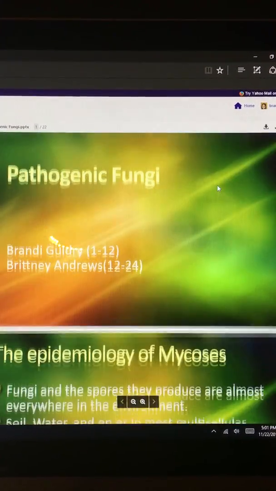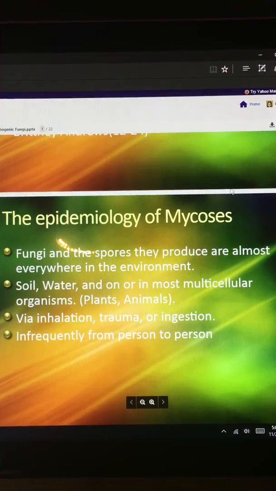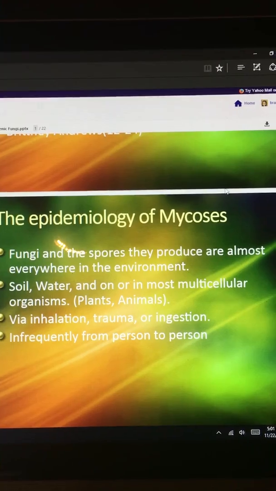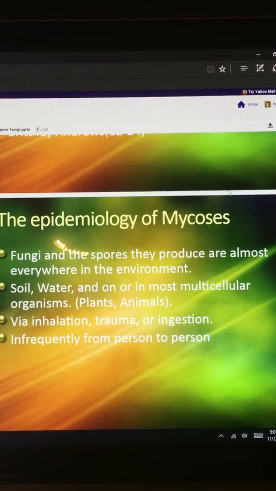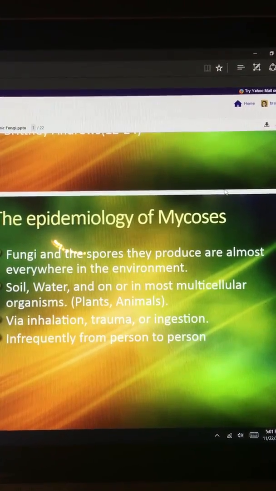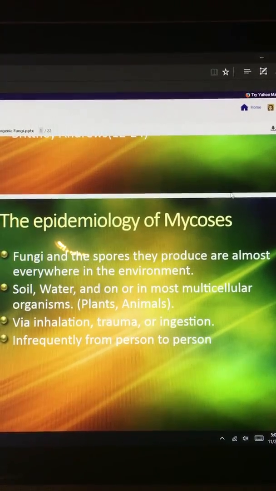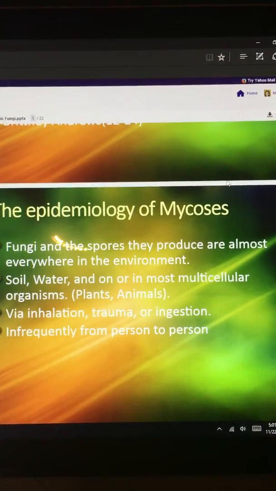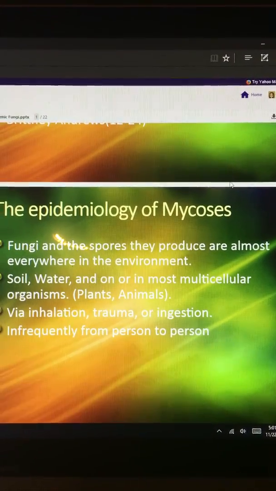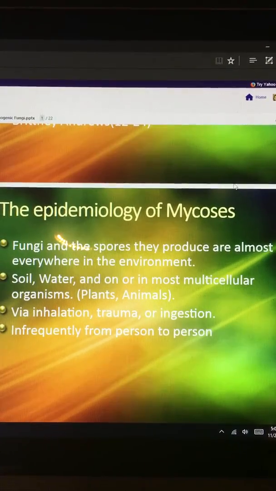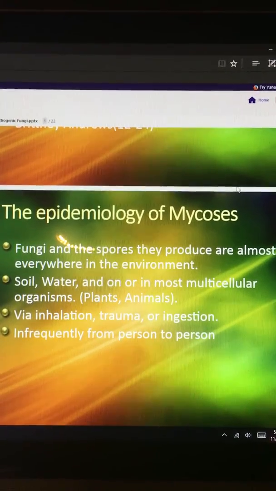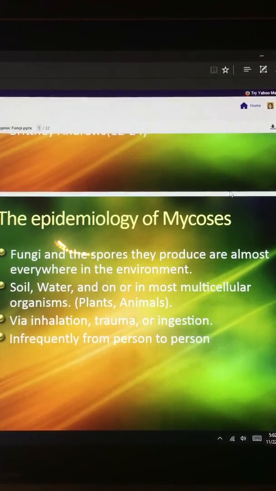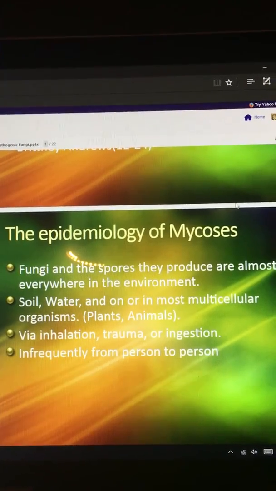The first thing about fungi is you need to know the epidemiology of mycosis. Fungi and the spores they produce are almost everywhere in the environment. They're found in soil, water, and on or in most multicellular organisms such as plants or animals. And you can also get fungi in your system if you inhale it, from trauma, or even ingesting it. It's infrequently spread from person to person, so it's rarely contagious.